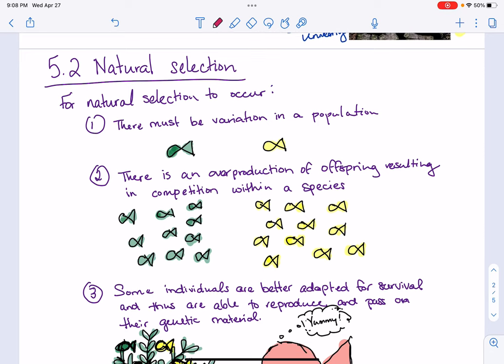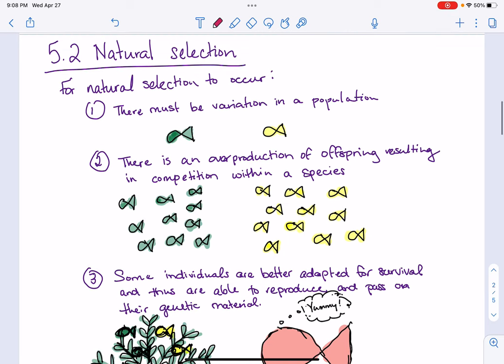So 5.2, going into evolution and natural selection a little bit more. There are a couple of things that have to happen for natural selection to occur. First, there has to be variation in a population. The easiest example is a species of fish that have two different colors, right? They have this green color, or they have this yellow color.